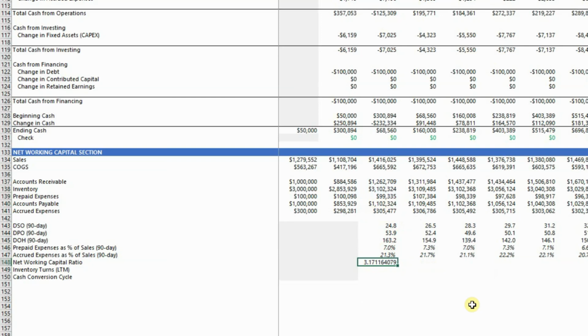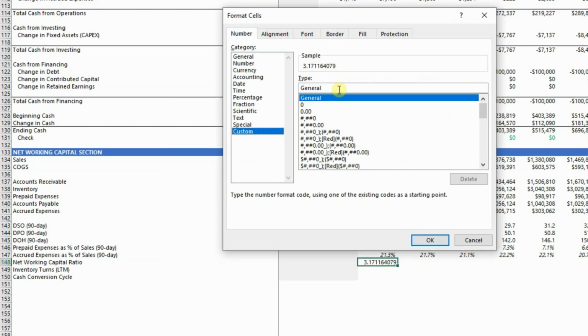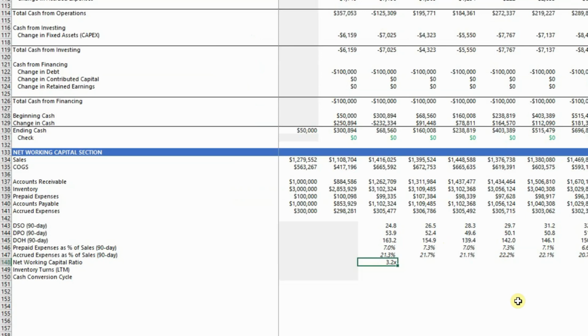And then we're going to format this in a very specific way. I'm going to go to Format Cells, click Custom down here, and then in the type, I'm going to type 0.0, which just means the number of digits, and then put an X at the end of it. So it'll be 3.2x or 3.2 times the coverage. Okay, so what is this saying?